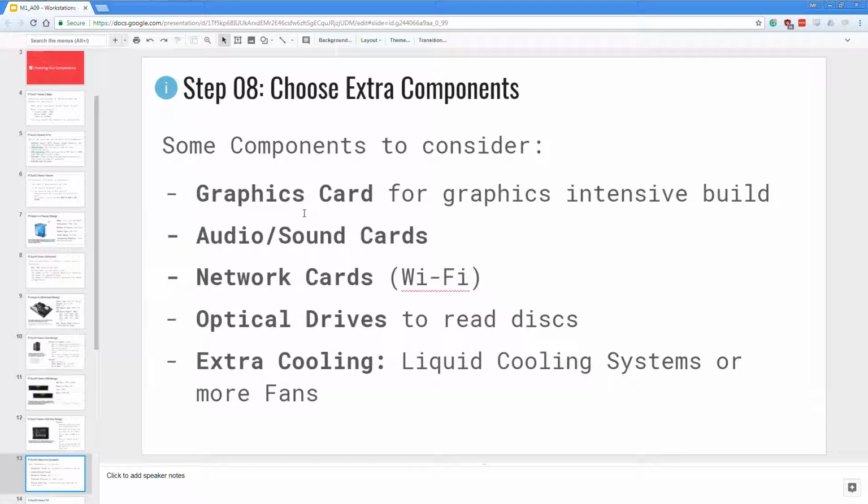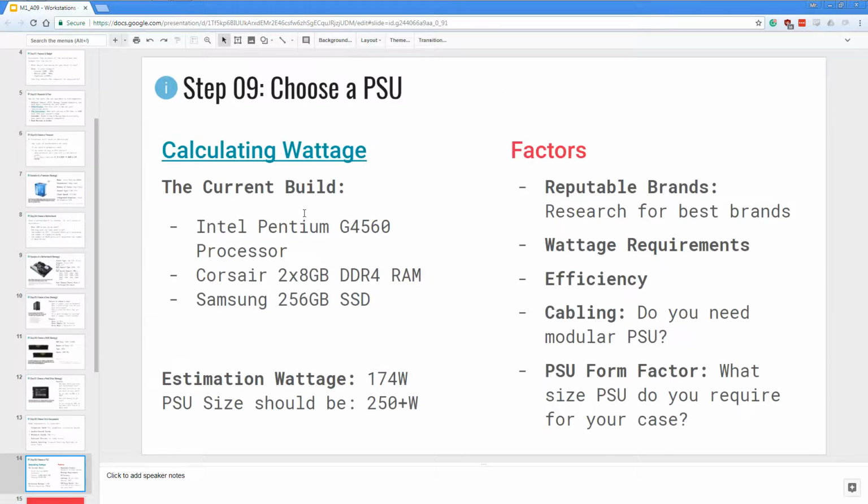We can also get audio and sound cards if you want to build a mixtape or whatnot. You can get network cards if you want to connect your computer using Wi-Fi instead of Ethernet cables. You can also get optical disk drives to read disks or to write on disks. And also you can get extra cooling such as a liquid cooling system or more fans.